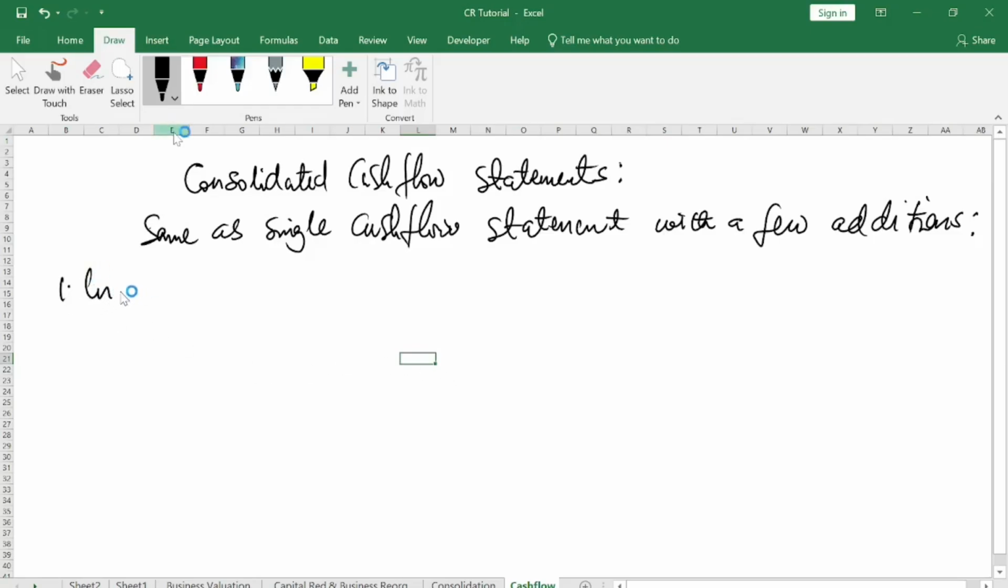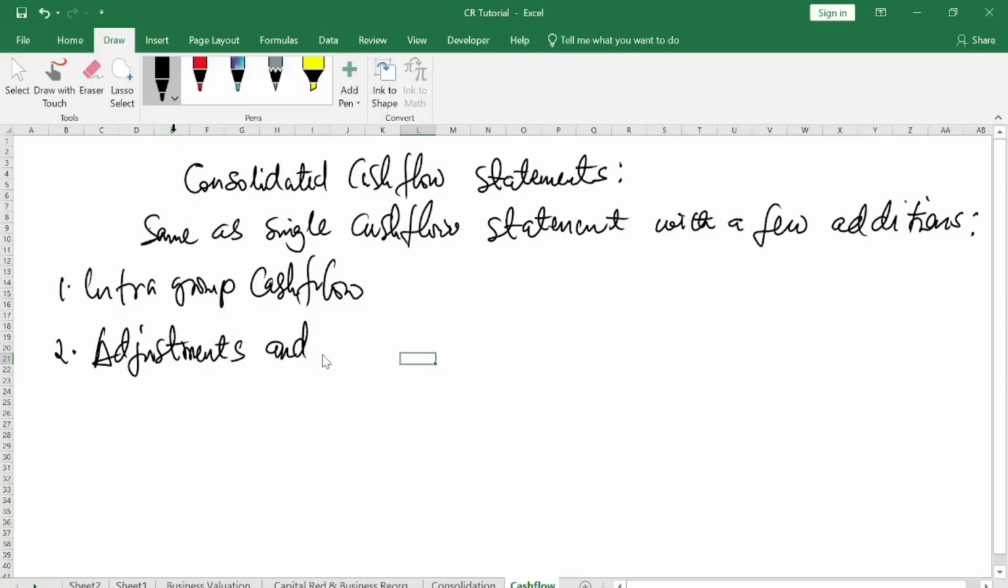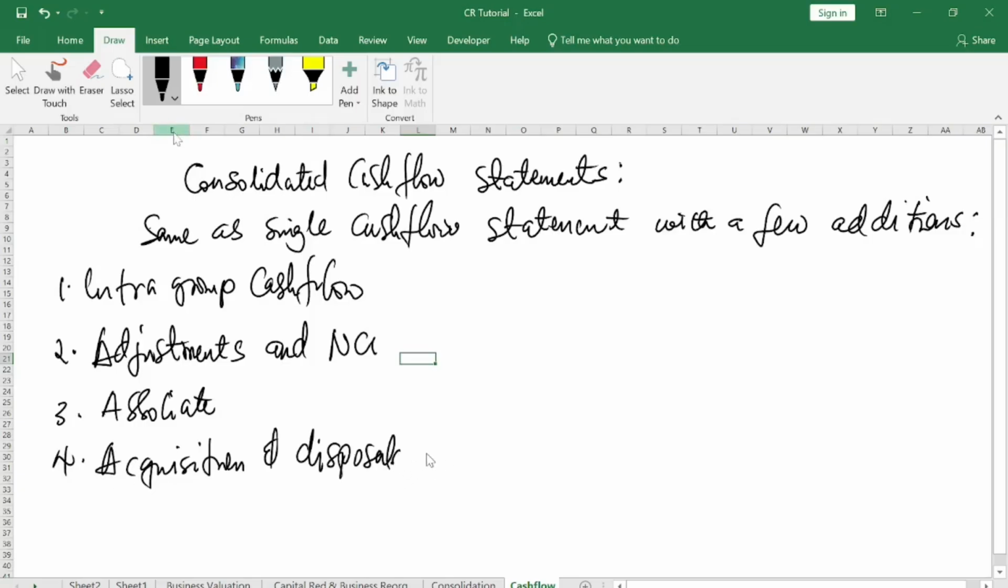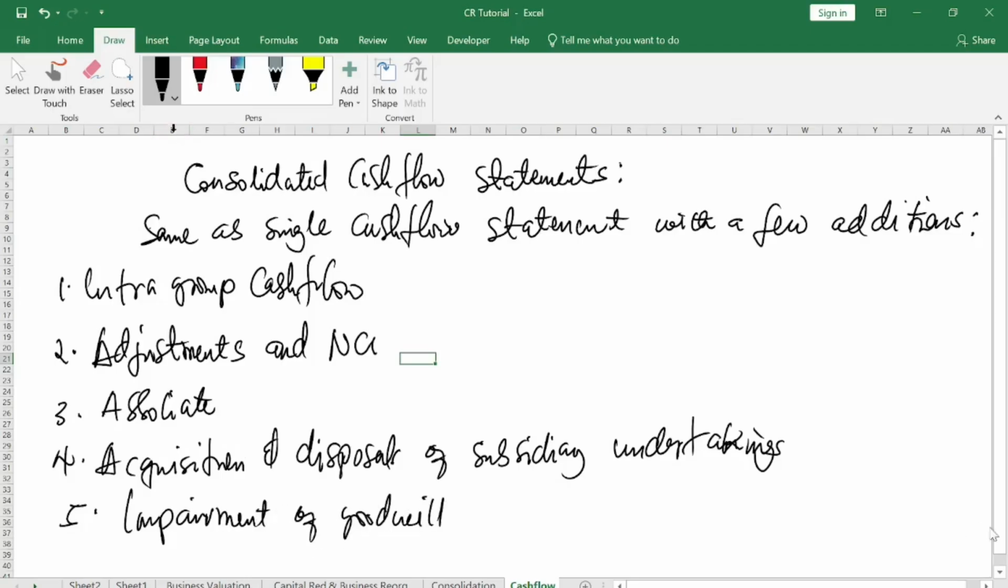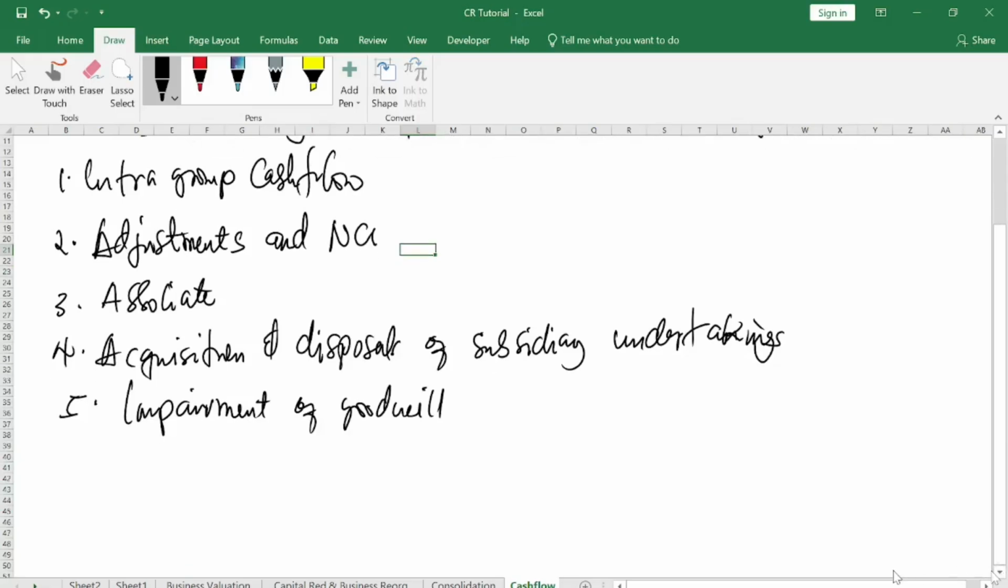Is intra-group cash flow. Two is what? Consolidated adjustment, that will be what? A non-controlling interest. Three, associates, if any. Four, acquisition and disposal of subsidiary, we call it undertaking. Impairment of goodwill. Few adjustments that are add-ons to what we already know in the cash flow.